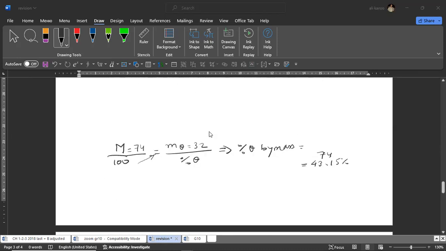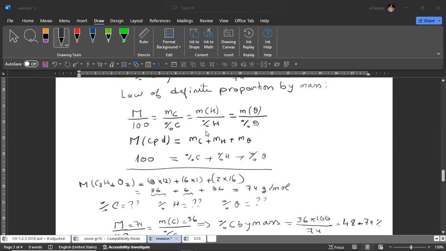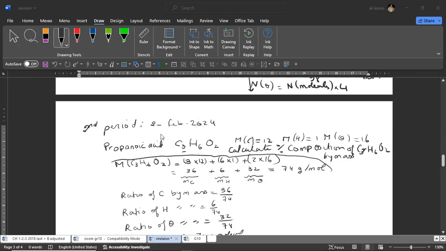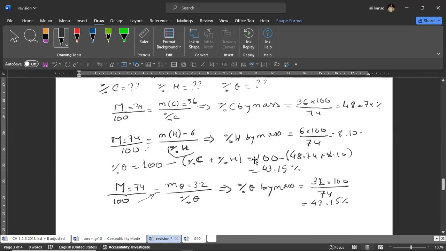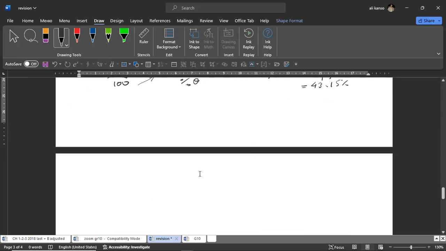The question now is the opposite. If you have percentages, how can you find the molecular formula? Here we gave you a formula and we calculated the percentages of each element in the formula. If you are given the percentages now, how can you find the formula? Let us bring an exercise. Let us say, given exercise 2.